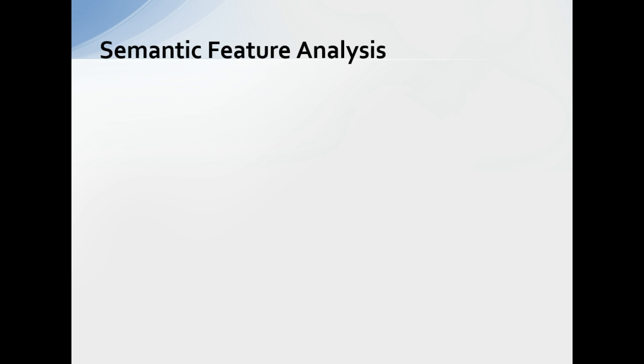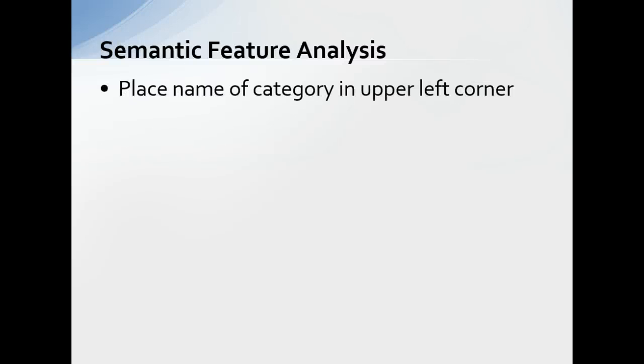Then we have a semantic feature map, or a semantic feature analysis, but some people call it a semantic feature map. In this, we place the name of the category in the upper left corner, and after I describe it, I'll show you. We list members of the category beneath it, and then we label each column with a feature that may or may not apply to a given category.